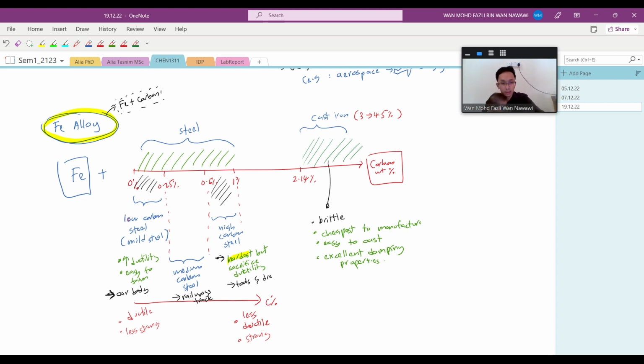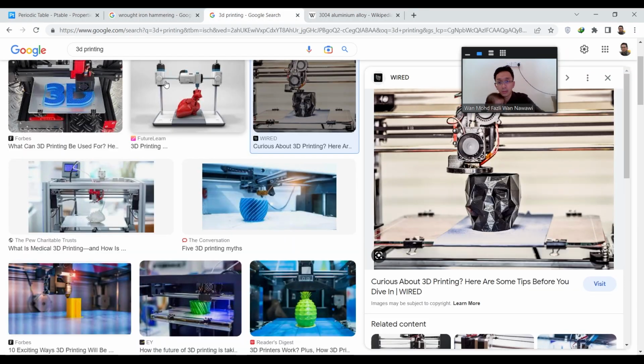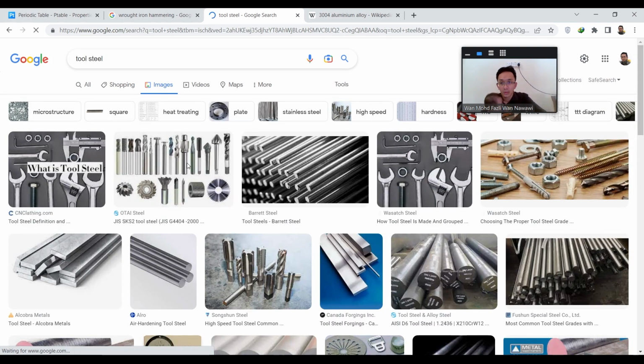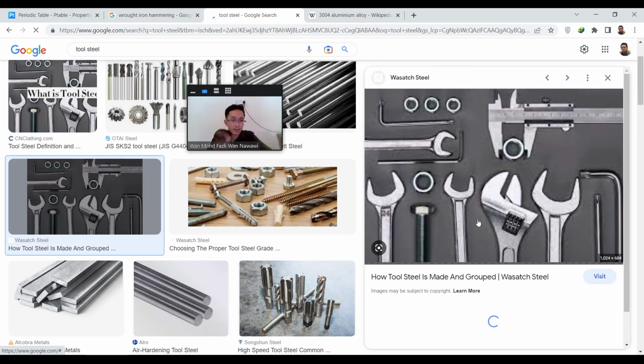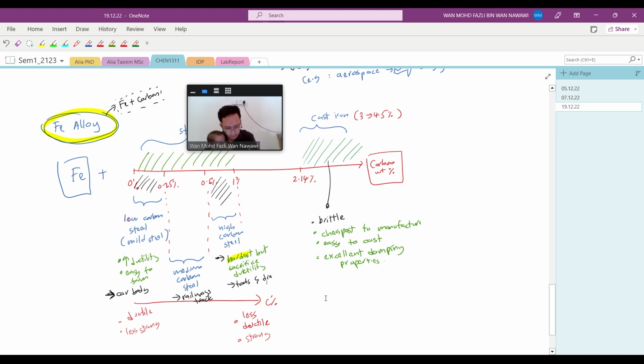Okay, so for example, let's say I put here tool die, tool steel. So you can see this thing, spanner, everything here. They are using this spanner and so on. They are using what we call the high carbon, around more than 0.6 to 1 to 2%. Basically it's above 0.6, but around 1%. Okay, so that's tools.